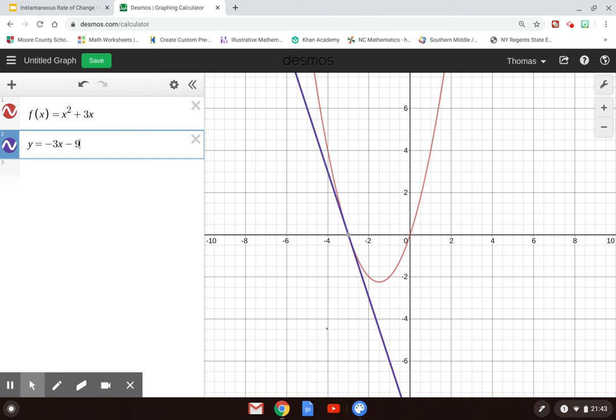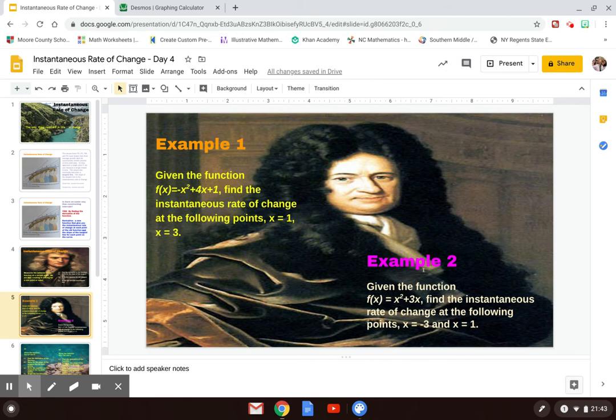All right, so what that tells me is my instantaneous rate of change at whatever this function is modeling is a slope of -3. And in this case, it just happened to be the same as my x value. Okay, so my next one was to find for x equals 1.